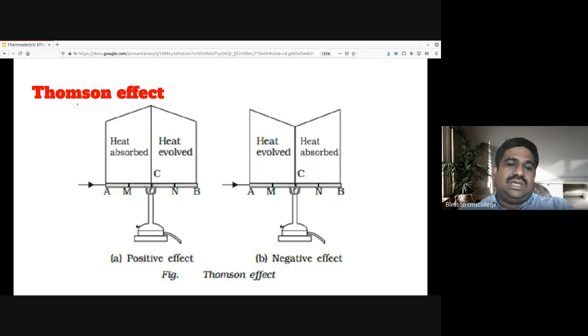While in the negative Thomson effect, when current is passed from the colder to the hotter region, the heat is evolved, and when current is passed from the hotter to the colder region, that is from C to B, the heat is absorbed. Iron, cobalt, bismuth, platinum, etc. are examples that display the negative Thomson effect. So we have explained what the thermoelectric effect is and the three different phenomena which come under the thermoelectric effect.